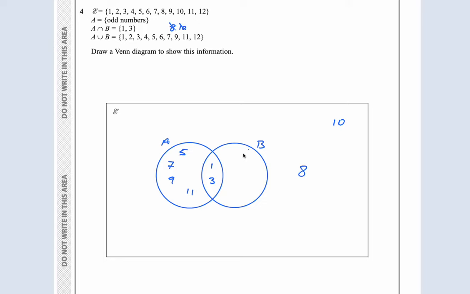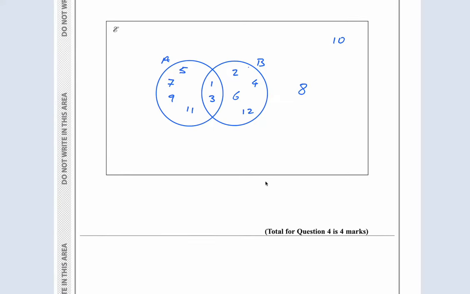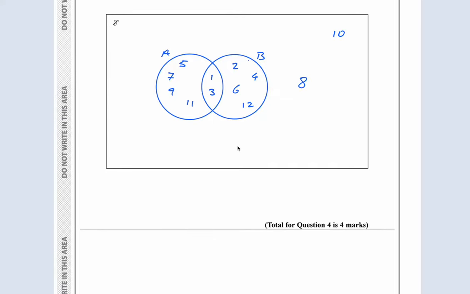1 and 3 are also in B. So what's left has to go in B. So we've our 2, we've our 4, we've our 6. We don't have our 8, we don't have our 10, and we have our 12. And that's it. Done. That is 4 marks. That's a nice 4 marks, guys, in my opinion.